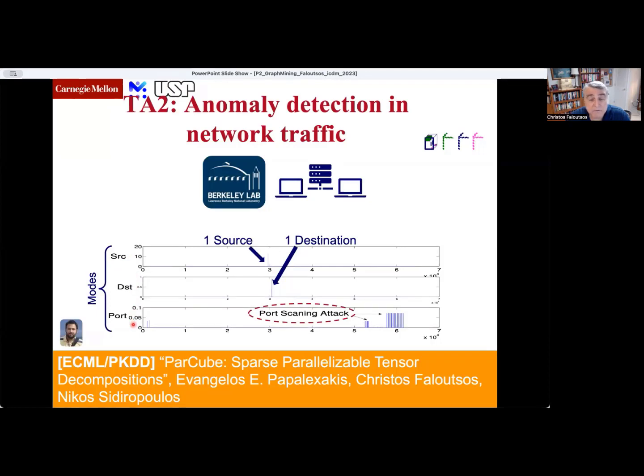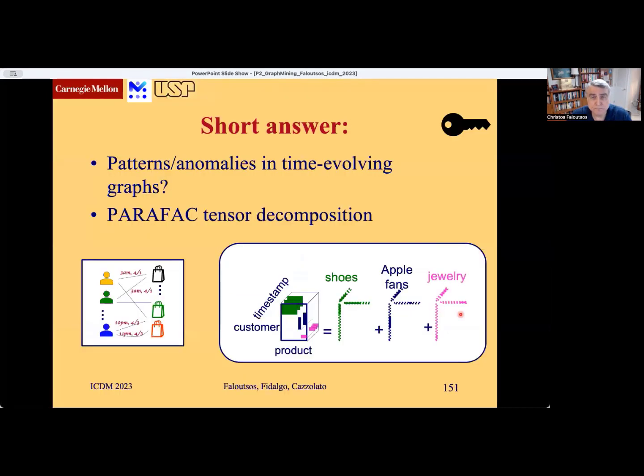And one of the hidden variables that we discovered had this weird property. There was only one source, only one destination, but there were a lot of destination ports. So this seems like either a port scanning attack, where this source was trying to figure out which of these ports is available, or a peer-to-peer file sharing setting where the source and the destination are jumping over several ports so that they don't get detected. Either way, it's something that stands out. Nobody else had similar behavior.